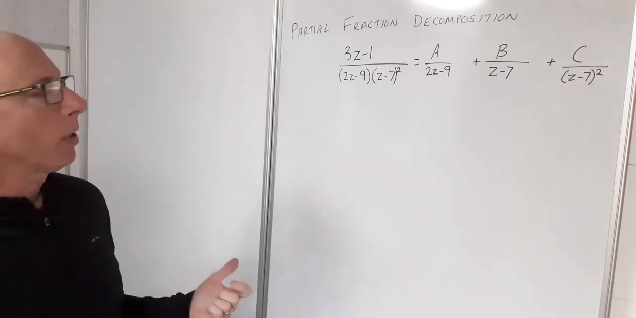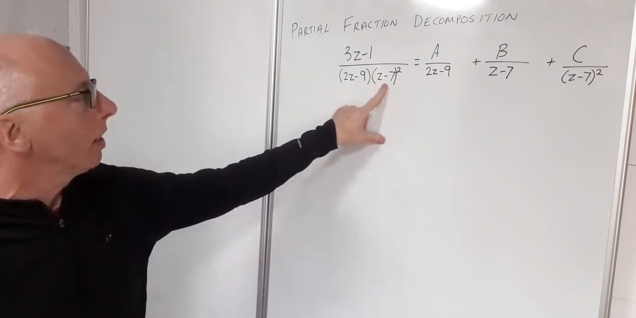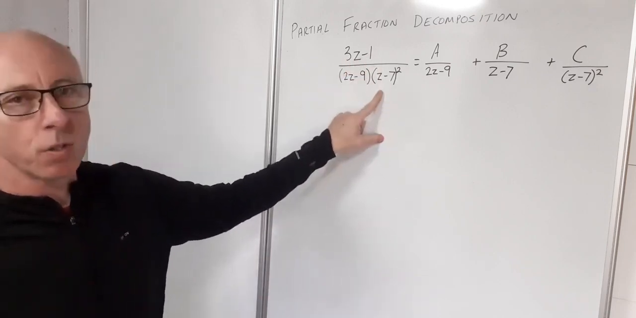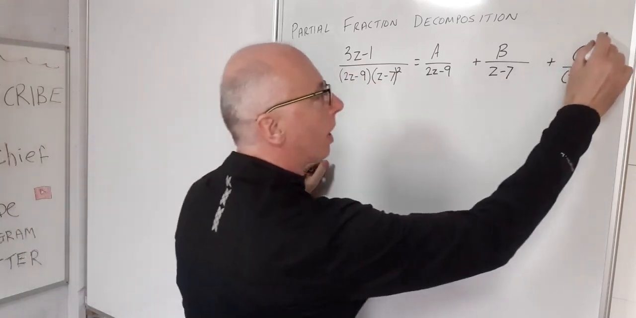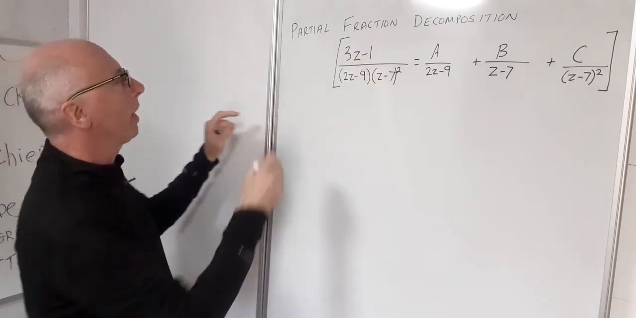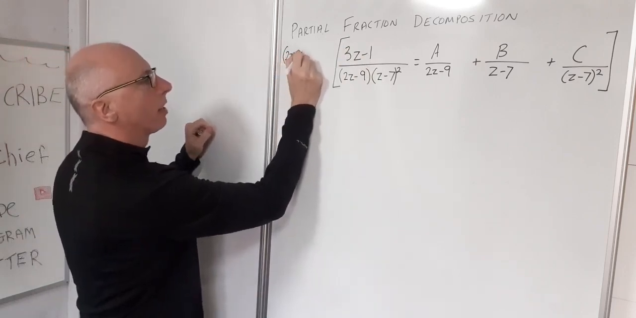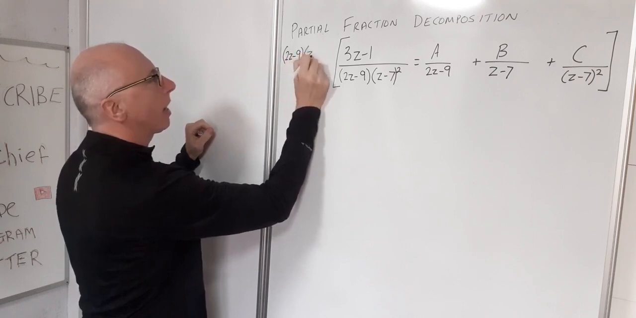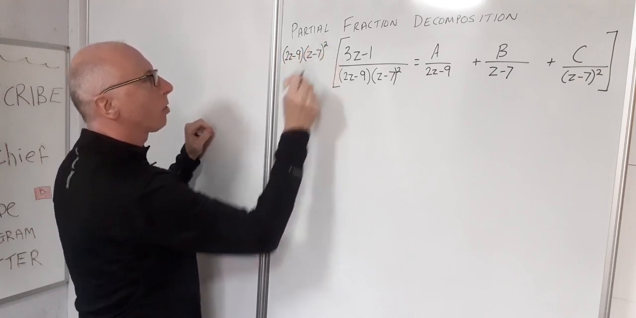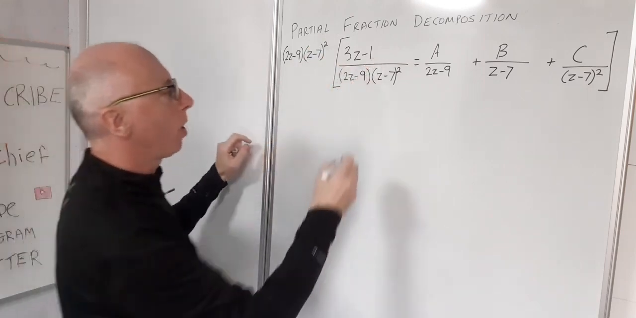Okay, so now what I'm going to do is multiply both sides by this denominator and then get just 3z minus 1 on its own. So let's take care of that. So put a big bracket round everybody and then multiply with these factors here, 2z minus 9 and z minus 7 squared. So this expression will just leave 3z minus 1.